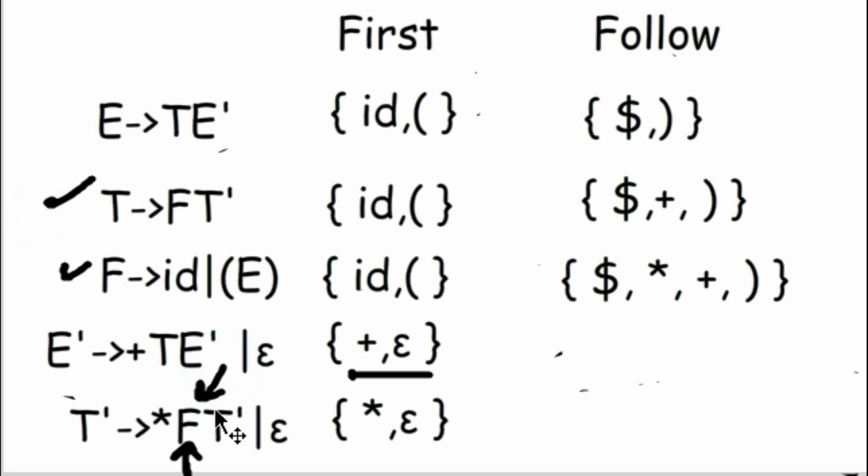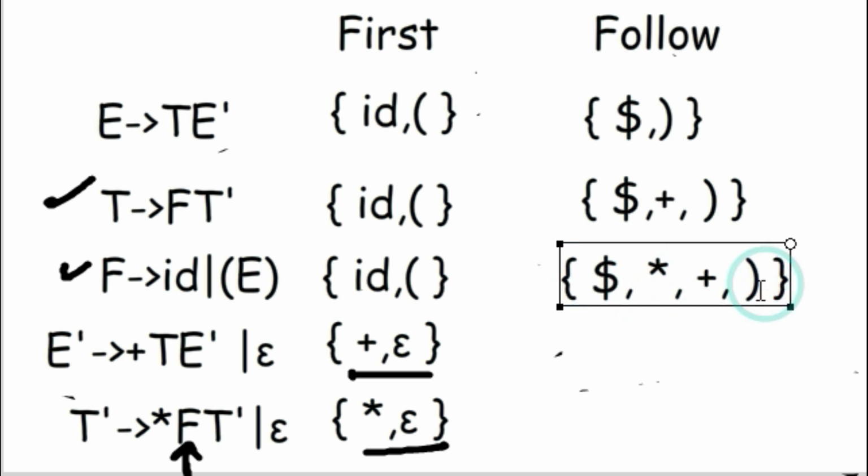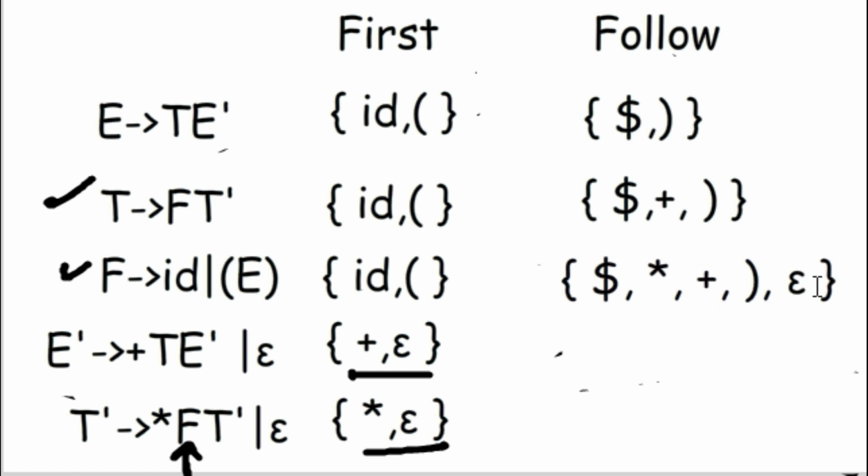But there is an F here also. So after this F, there is T dash. And we have to find the first of T dash. So what is first of T dash? First of T dash is star and epsilon. And we know that star is already written. But the epsilon is not written, so we will write the epsilon. But we know that epsilon cannot be written, so we have to again remove this and we will have to replace this epsilon with another symbol.